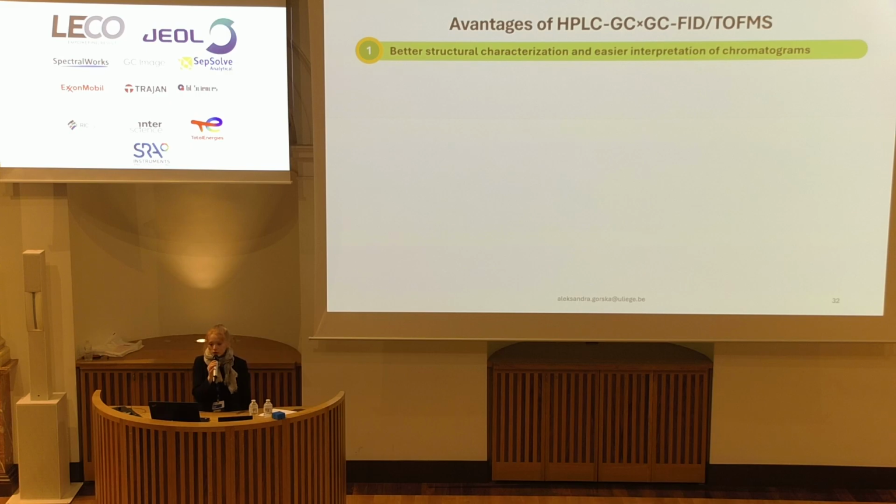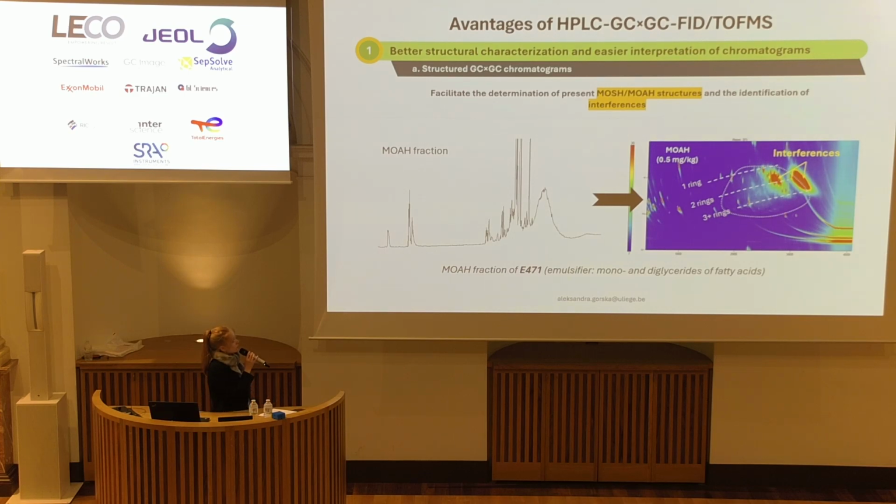Let's start by the most obvious one. It is the better structural characterization and easier interpretation of the chromatograms. This first because of the more structured GC-GC chromatograms that we get, and that allow us to first differentiate between possible interfering compounds and our MOSH&MOAH, and also give an insight on the present structures. So here you have an example of a 1D MOAH chromatogram of an emulsifier, so E471, and you see some kind of humps here. So if you're not experienced, you might wonder what kind of hump it is. So actually these are terpenes and not MOSH or MOAH.